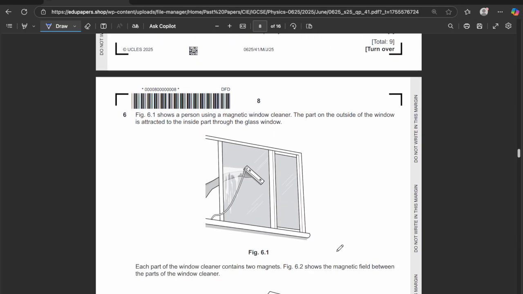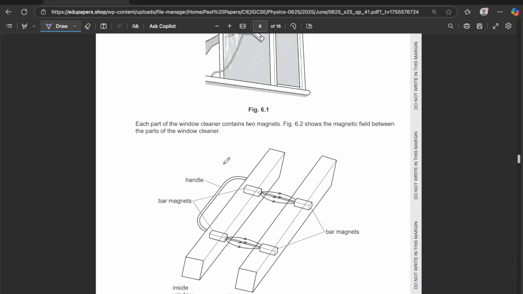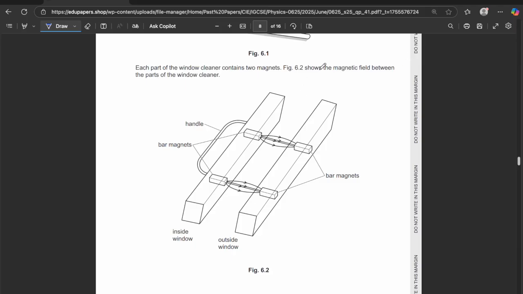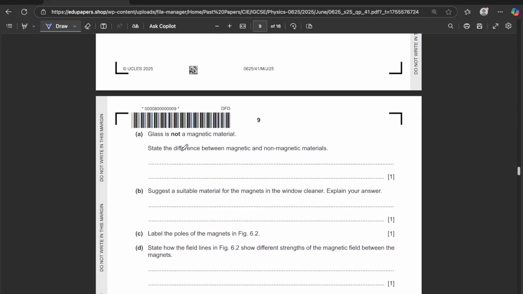6. Figure 6.1 shows a person using a magnetic window cleaner. The part on the outside of the window is attracted to the inside part through the glass window. Each part of the window cleaner contains two magnets. Figure 6.2 shows a magnetic field between the parts of the window cleaner: inside window, outside window, bar magnets, handle. A, glass is not a magnetic material. State the difference between magnetic and non-magnetic material.